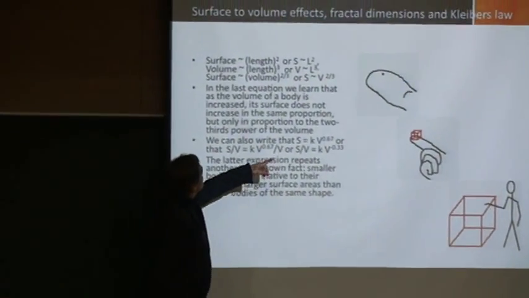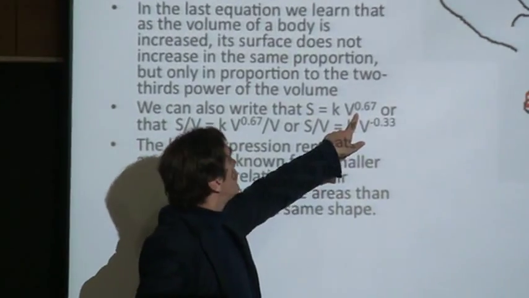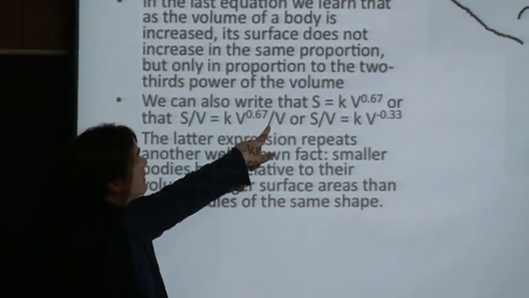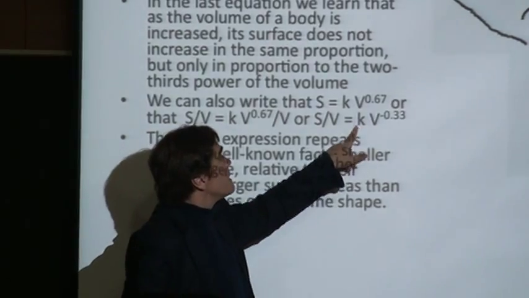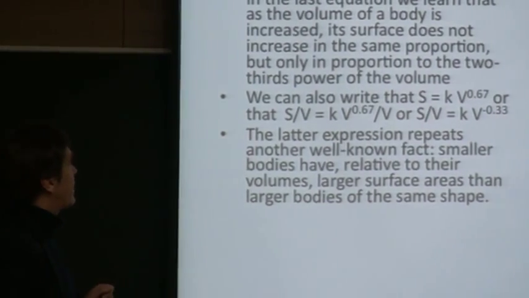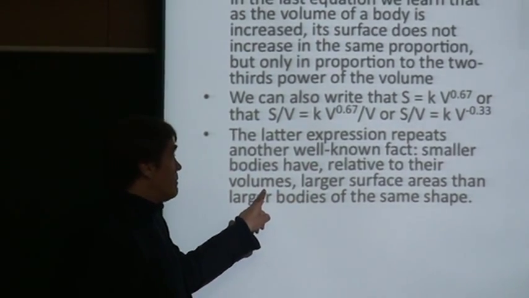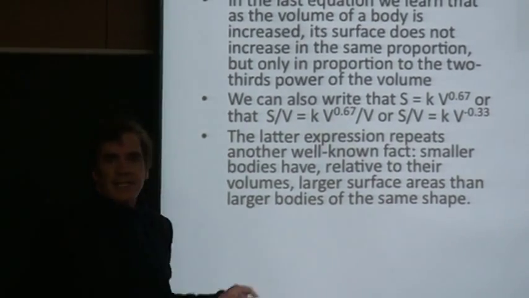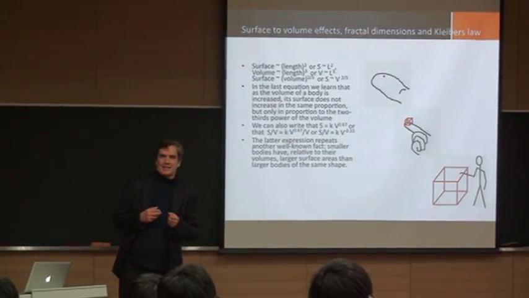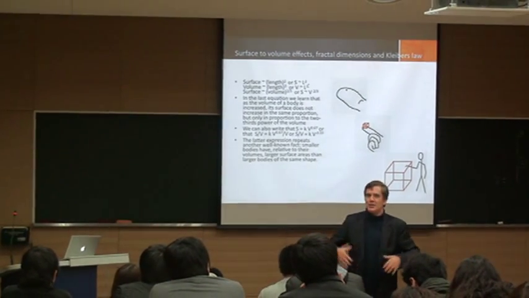We can also write an equation, of course, as S equals a proportionality constant K times V to the power of 0.67, right? 2 over 3. Or that S over V is K V^0.67 divided by V, or S over V becomes, again, the same constant, K, times V to the power of minus 0.33. That's just some simple manipulation. What does the latter expression say? It repeats another very well-known fact. Smaller bodies have, relative to their volume, larger surface areas than larger bodies of the same shape. And so I gave you this important example of animal size that confirms that. So you will never forget now why small animals keep on eating and large animals don't.